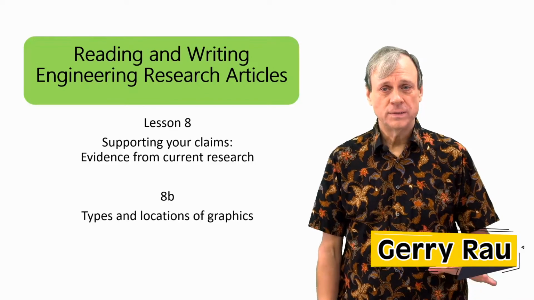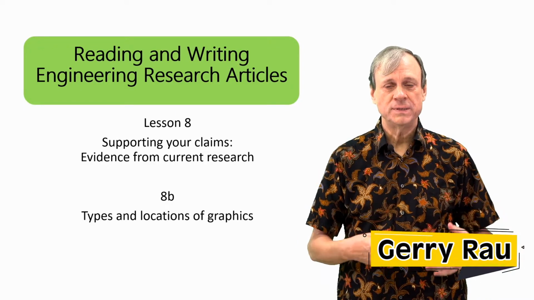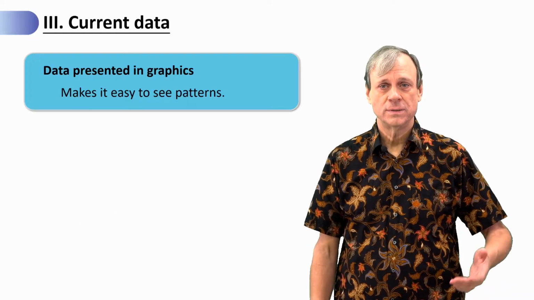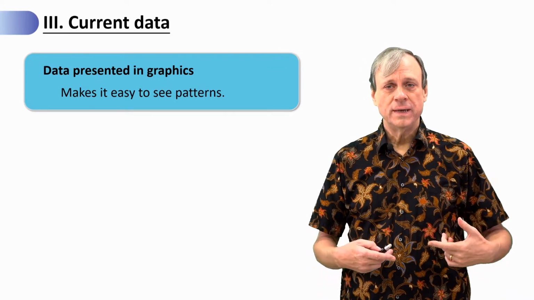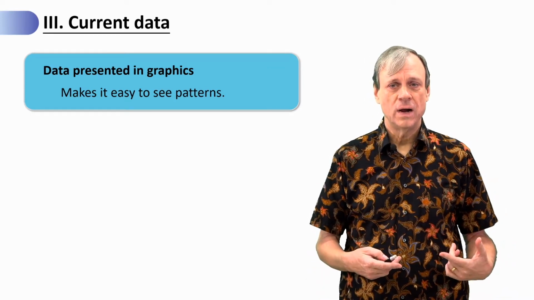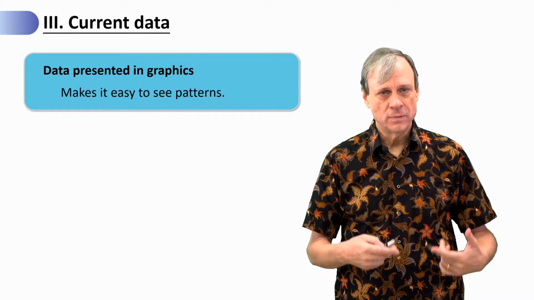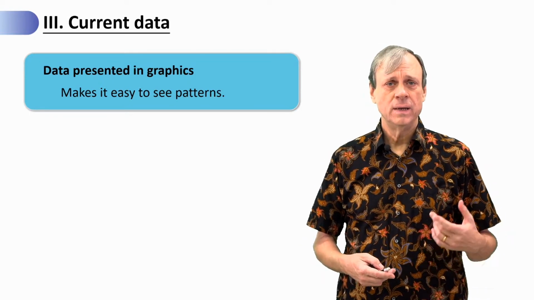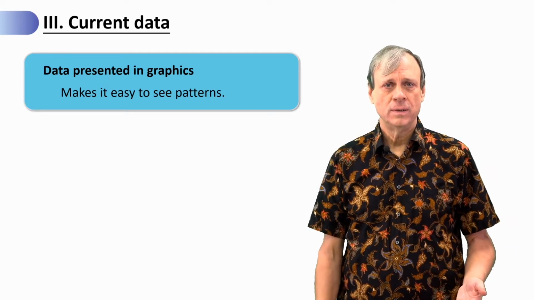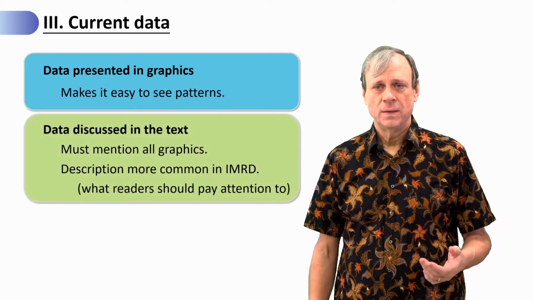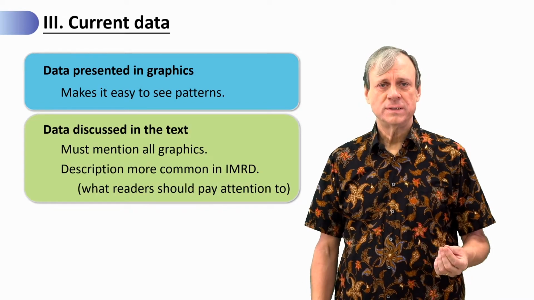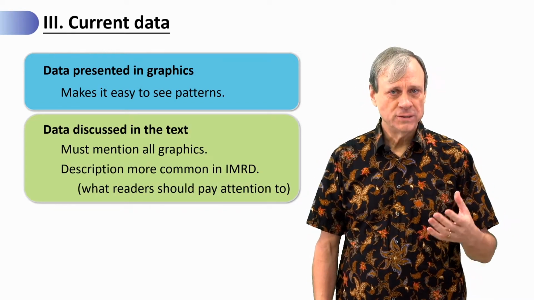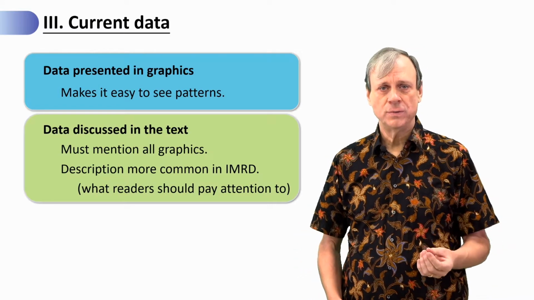Okay, in the second part of this lesson, we'll be looking at the types and locations of graphics in different research articles. Current data are usually presented in graphics because graphics make it much easier to see patterns in the data. And as we've said, patterns are very important in data. Data also need to be discussed in the text, however. At a minimum, the writer needs to mention each of the graphics, pointing to it.